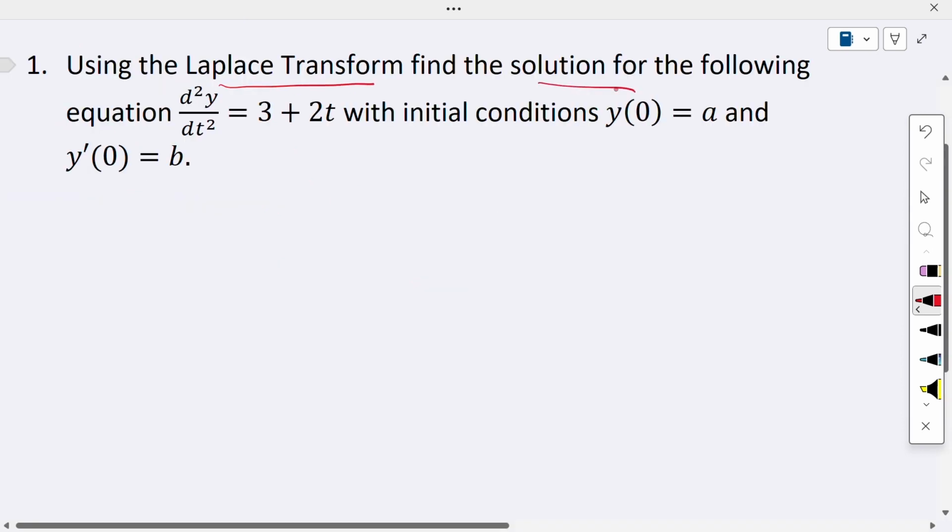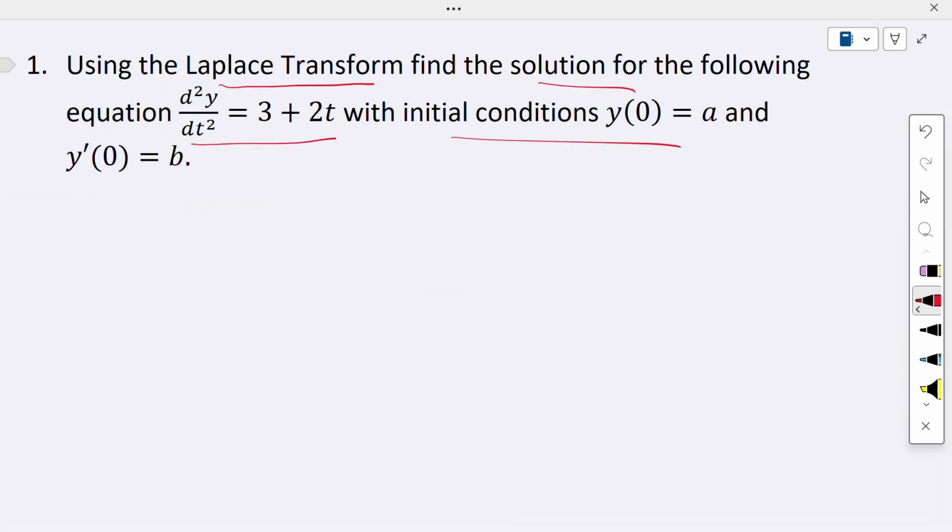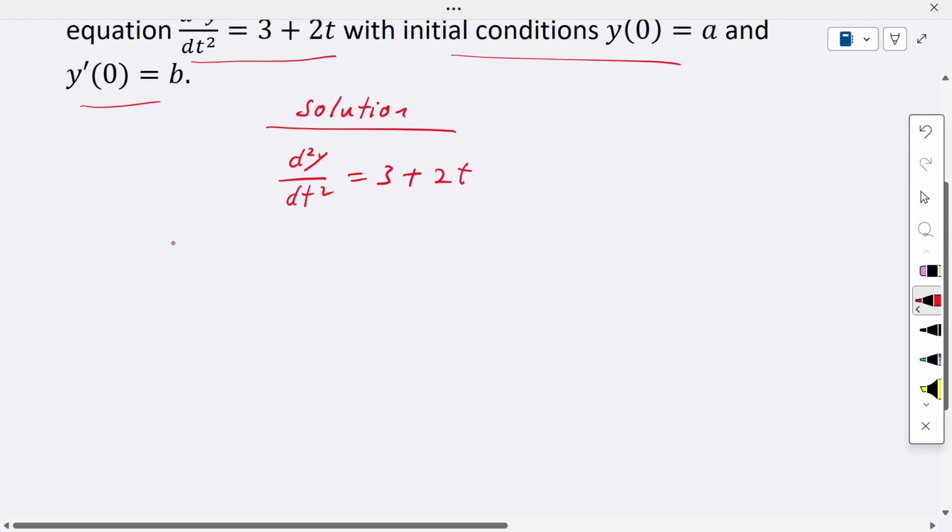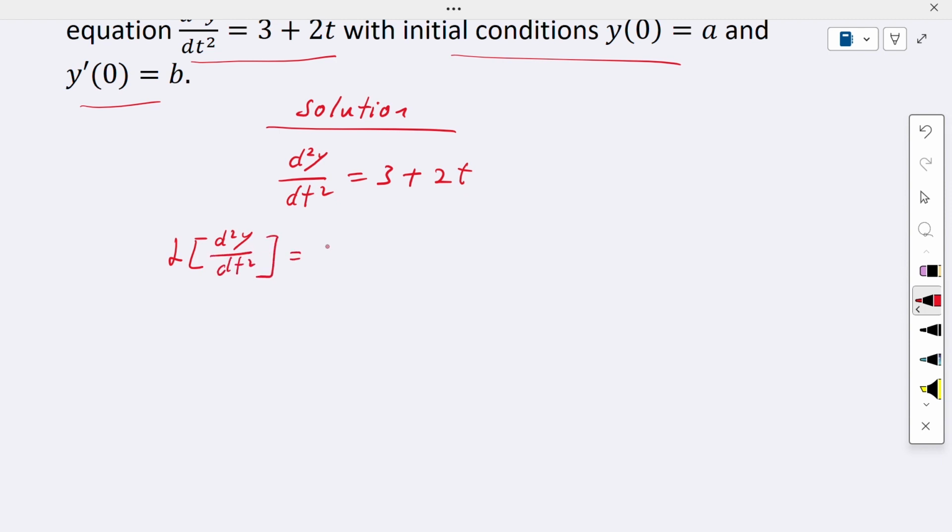Using the Laplace transform, find the solution for this ODE with these two initial conditions. So this is the second ODE problem. Let's see the solution. We have d squared y over dt squared equal to 3 plus 2t. Using the Laplace transform method, we put this equation into our Laplace operator. This is equal to the Laplace transform of 3 plus 2 times the Laplace transform of t.